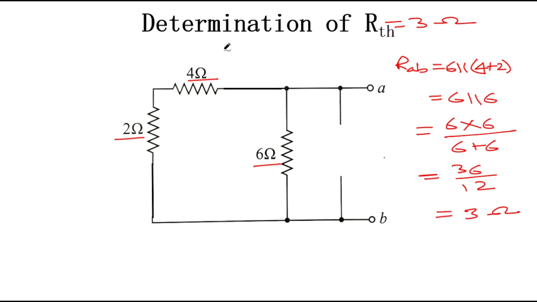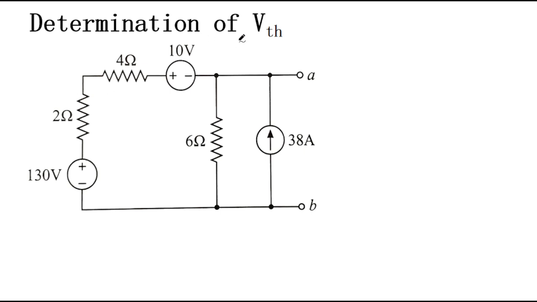Now the second part is the determination of the Thevenin voltage, VTH. For finding the Thevenin voltage, we can employ multiple methods. The first method we will employ is KCL. By using KCL, we will find the Thevenin equivalent voltage, that is the voltage between the points A and B with all the sources connected.